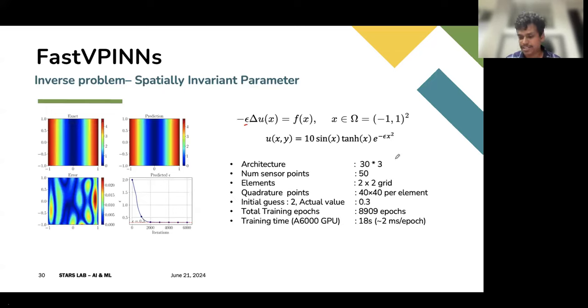Again, it's a 30 cross 3 grid with 50 sensor points. We used a 2 cross 2 grid with 40 quadrature points per element. The initial guess was taken as 2, where the actual epsilon was 0.3. It reached the required convergence of epsilon at close to 2000 epochs itself, but we had a tighter tolerance of 1e-5. So it reached that at 9000 epochs, which took close to 18 seconds.